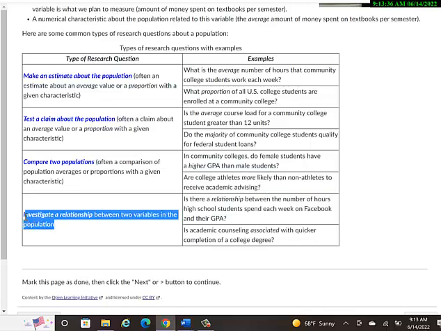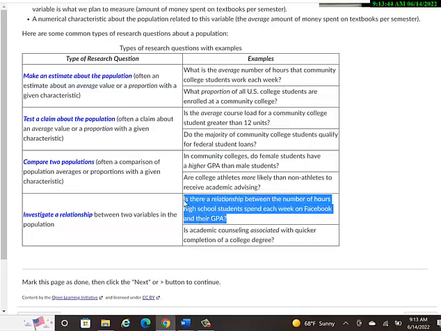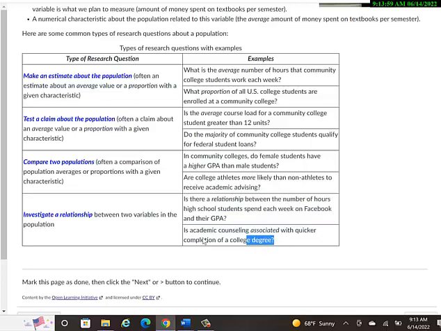Another type of research question that could be asked is, you might want to investigate a relationship between two variables in a population. So for example, it could be, is there a relationship between the number of hours high school students spend each week on Facebook and their GPA? So I guess the idea there is the more hours you spend on Facebook, the fewer hours you're spending studying. So your GPA might go down the more hours you're spending on Facebook. I know that might be kind of dated. I know that probably only moms and dads and grandmas and grandpas are on Facebook nowadays, right?